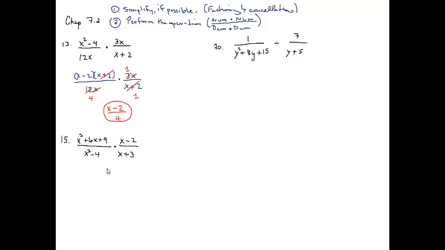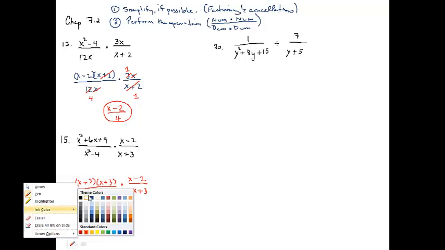The first thing we got to do is simplify, which means we're going to factor. So x squared plus 6x plus 9, that factors into x plus 3 times x plus 3. Divide by, well, again, x squared minus 4, that's x minus 2 and x plus 2, times x minus 2 divided by x plus 3.